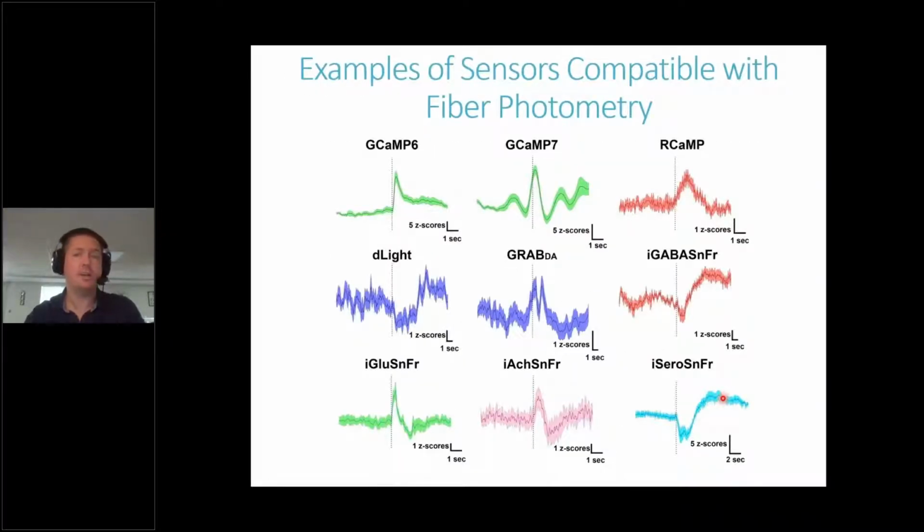The sensors that we're able to record from, like I said, have expanded exponentially. We started out with GCaMP, which measures calcium influx to cells, and that's had some different iterations, including red variants. But now we also have sensors for neurotransmitters like dLight and GRAB-DA for measuring dopamine, or iGABASnFR for measuring GABA, iGluSnFR for glutamate, iAChSnFR for acetylcholine, or iSeroSnFR.